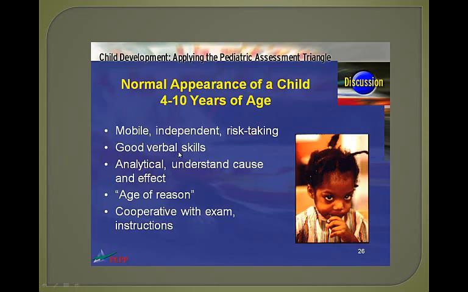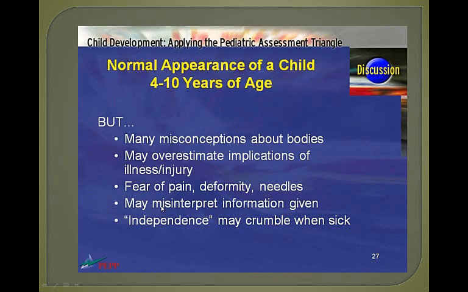What is the normal appearance of a child 4 to 10 years of age? They're very mobile, independent, they take risks, they have good verbal skills, they're analytical, they understand cause and effect. This is the age of reason. They want to know why, how things work. They're cooperative with exam and instructions in general, but they have many misconceptions about their bodies. They may overestimate implications of illness or injury.